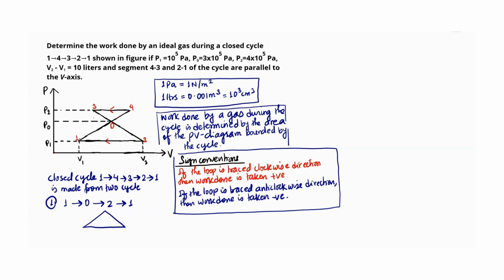Since we are moving from 1 to 4, we have this direction for 1 to 0, and we are moving from 3 to 2, as given in the figure. We are moving from 3 to 2, so we have this direction, and we need to note this. Now what you find in this case?